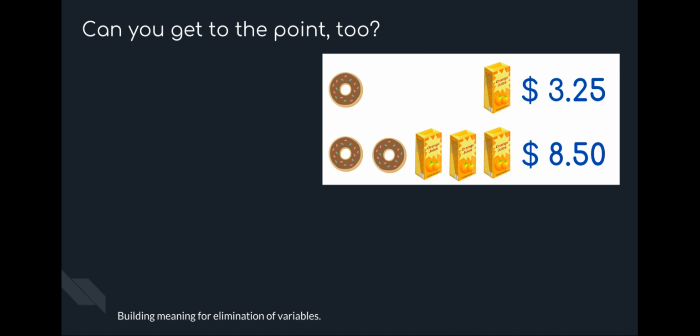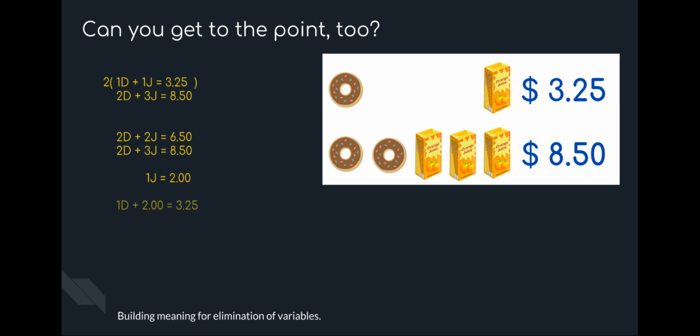Let's take a look at the procedural math, and let's tie it to the reasoning in which we just engaged. 1 donut plus 1 juice is $3.25. 2 donuts plus 3 juices is $8.50. We can double that first order. And now we get 2 equations that are very similar. In fact, the only thing that's different are the juices and the prices. We can now conclude that one juice is $2.